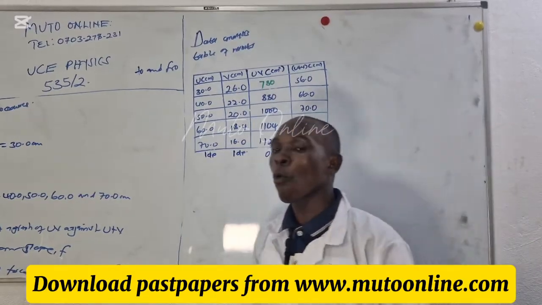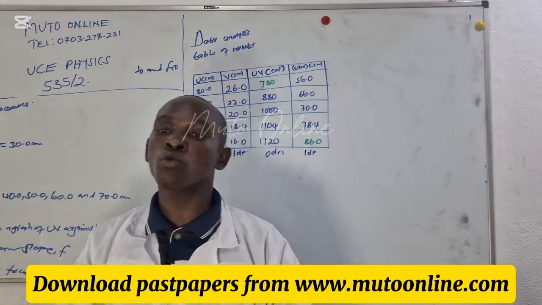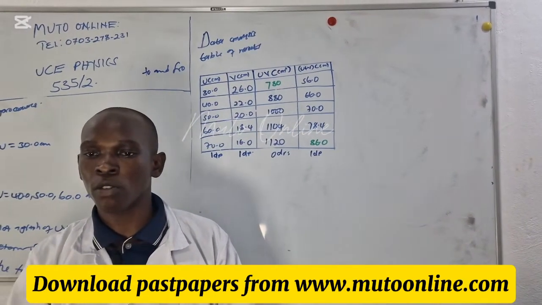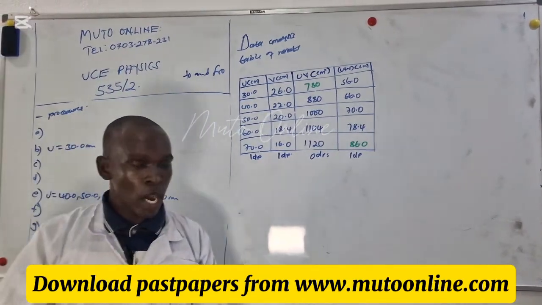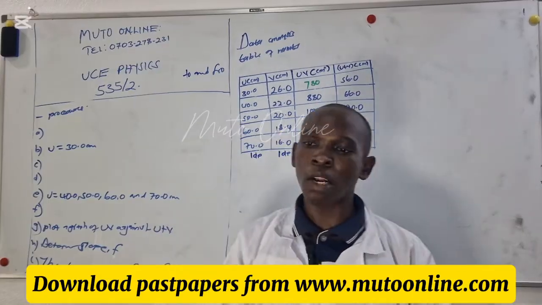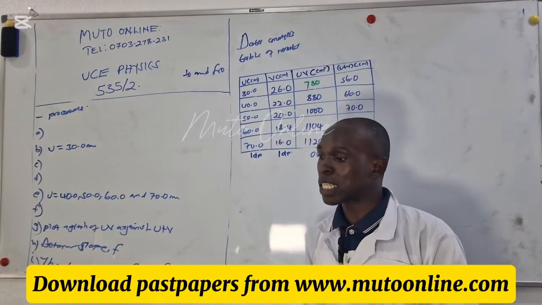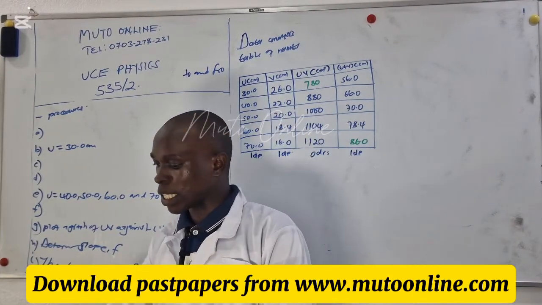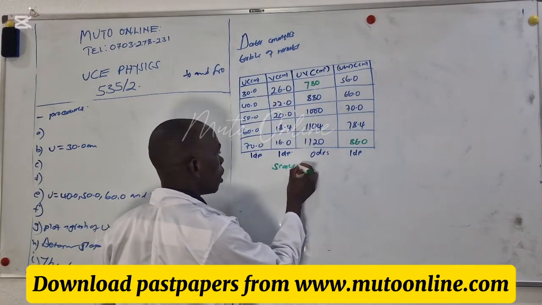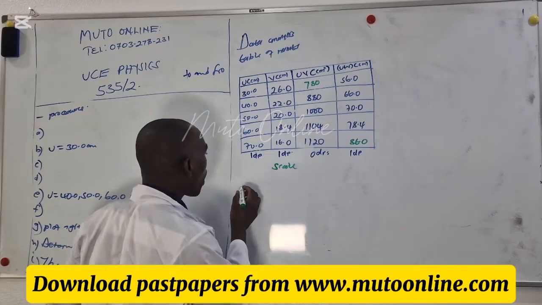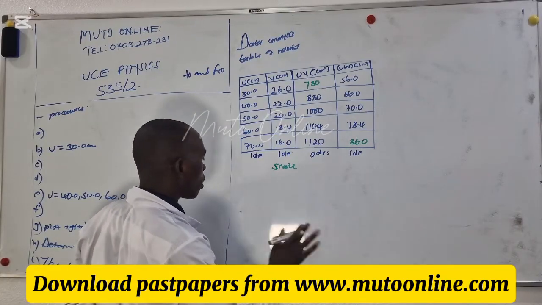From there, we now need to graph our results. And when we graph our results, we need the scale first. So we need to get the scale. How to get the scale? In this scale, we have two scales. We have the vertical and the horizontal.